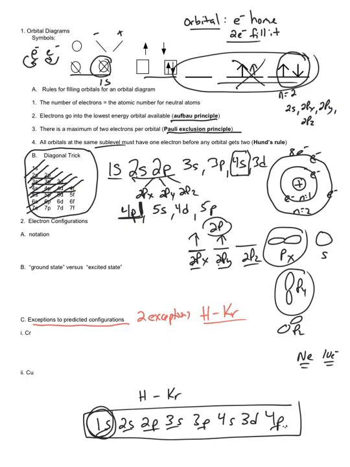Within those first 36 elements, there's only two elements that violate the sequencing of filling in the order that you expect. Copper is one of them. Instead of being 4s2, 3d9, one of the electrons goes into the 3d to fill it and to completely fill the third floor.